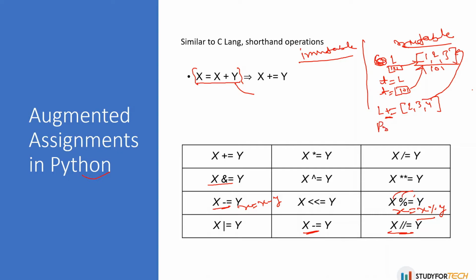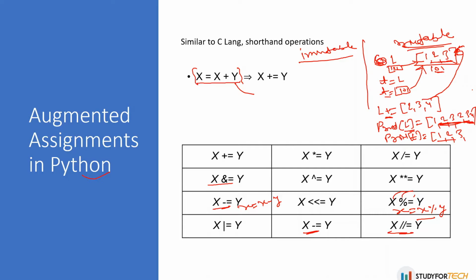When we print L, it will print 1, 2, 3, then 2, 3, 4 at the same location. And when you print t, the same thing will be printed. Whatever is here will be printed for both L and t, because it has changed in the same memory location. Since it is mutable, it is changed in the same memory location, and the same memory location is pointed to by both t and L. So when you print t and L, it will be printed the same, whatever is there in this particular memory location.